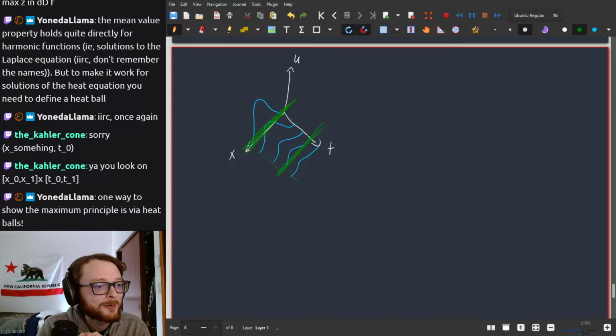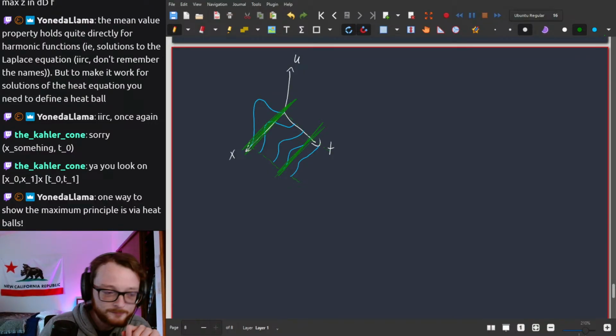The mean value property holds quite directly for harmonic functions, right? But to make it work for solutions of the heat equation, you need to define a heat ball. Interesting.